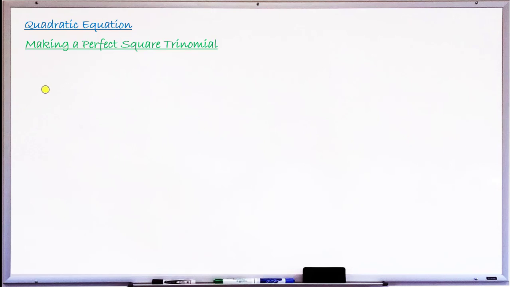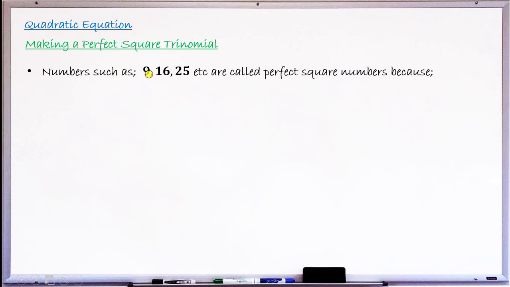To begin the lesson, my dear student, let me just remind you of the numbers that we call perfect squares. Numbers such as 9, 16, 25, and so on. This group of numbers are called perfect square numbers simply because each of these numbers can be written in index form with a power of 2. Like 9 is nothing but 3 raised to the power of 2, that is 3 squared. 16 can be written as 4 squared, that is 4 raised to 2. And 25 can be written as 5 squared, that is 5 raised to 2. These numbers are called perfect because of this characteristic that they can be written in index form with a power of 2. So it's not only numbers that are perfect, expressions too, that is algebraic expressions, can also be perfect.